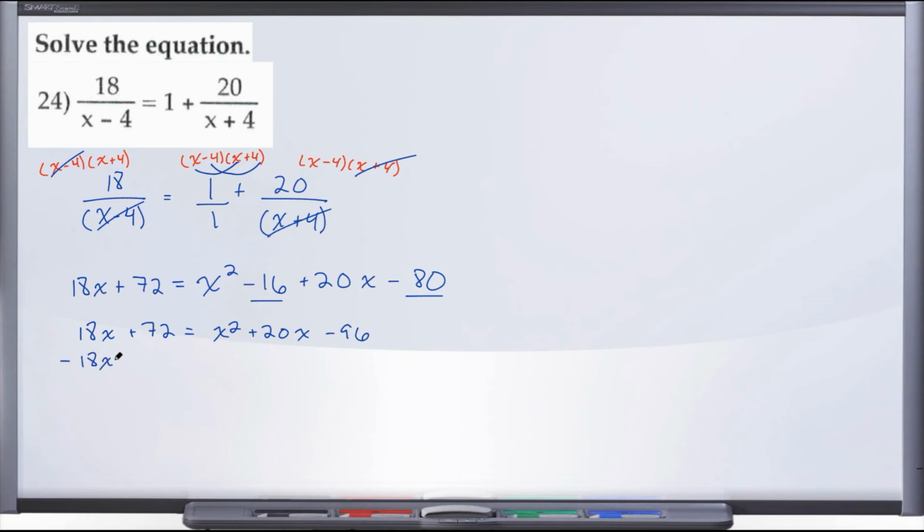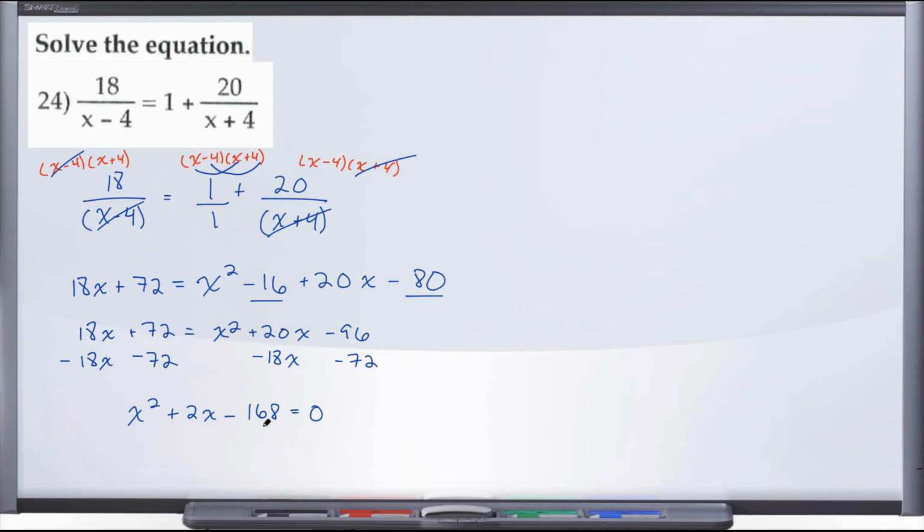So we'll subtract 18x, subtract 72, and now we have x squared, that didn't change. 20x minus 18x, well that's plus 2x. And now minus 96 minus 72 is going to give us minus 168, and equals 0.